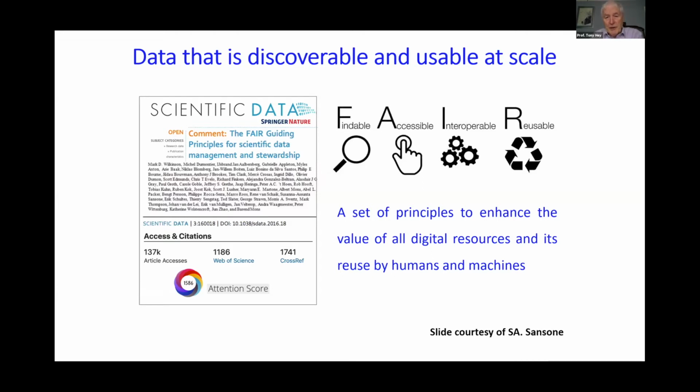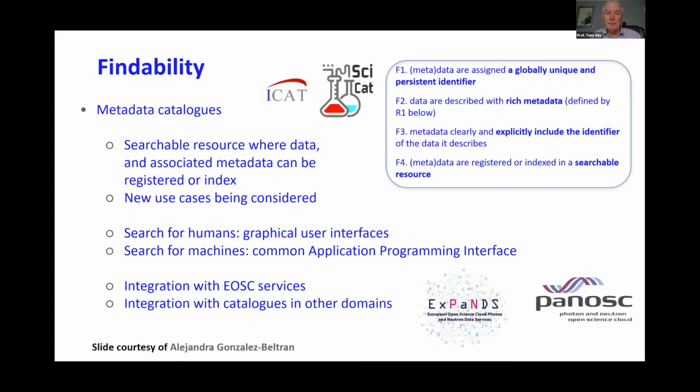A set of principles to enhance the value of all digital resources and their reuse by humans and machines. They're very insistent that you can make these machine readable, so the machines can find the data and then understand it well enough to interoperate with other data sets. And that's a key thing. So I'm really going to focus on the I of FAIR.